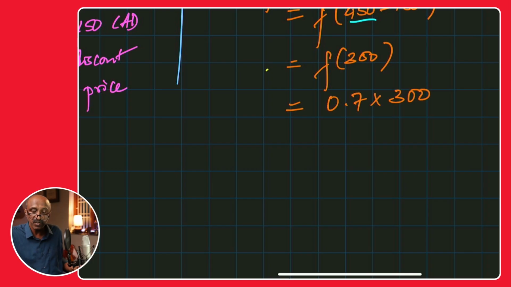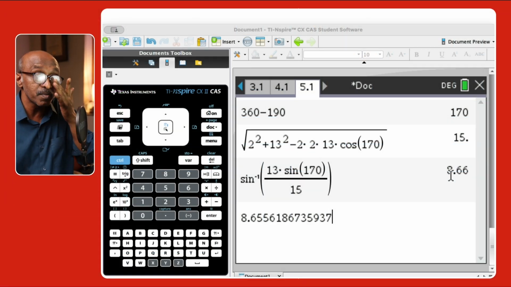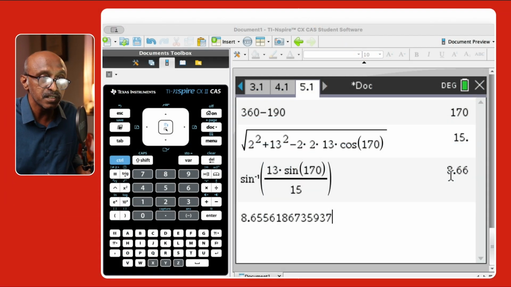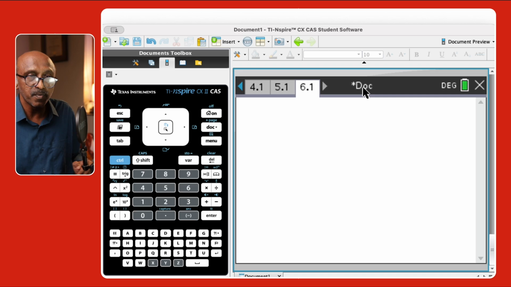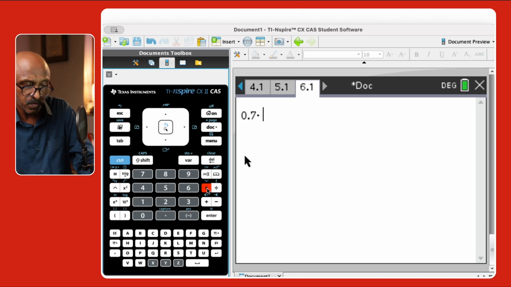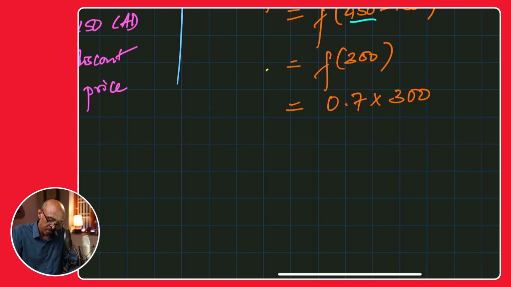And just to be sure, let's go to the calculator quickly and see what that is. This is question number 6, so I'm going to insert a new problem, just like I've been doing throughout. Every question, a new problem. So 0.7 times x, which is 300 in this case. And what do I get? I get 210 as the answer. So I come back here, and this is basically 210. Don't forget the units, Canadian dollars.